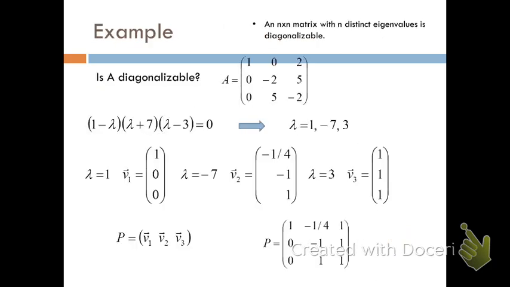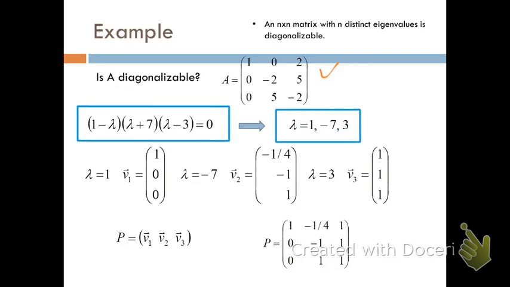So, if we look at the last example we looked at in our notes, we wanted to find out if this matrix A was diagonalizable. We came up with this characteristic equation and found that lambda was equal to 1, -7, and 3. Therefore, we deduced, since we have n distinct eigenvalues, that this matrix is diagonalizable.